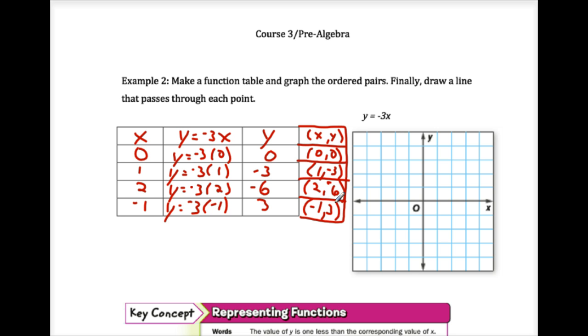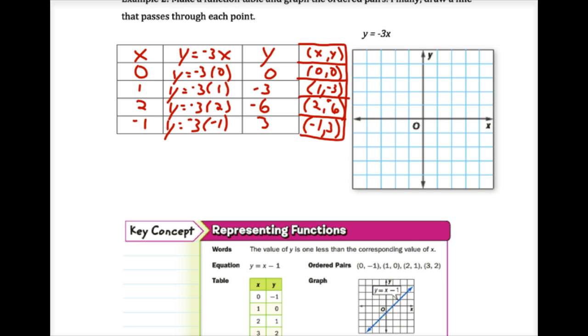Always one kid who can't graph one of the points. It's not on the coordinate system. We know it goes through the origin, 0, 0. 1, -3. 2, -6. Guys, just use your best judgment and get 1 unit off the graph. That's okay. Might happen sometimes. And then -1, +3. Use a straight edge.